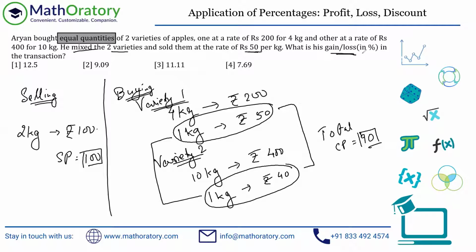So in this case, you can see that there's a profit, 90 cost price and 100 selling price. So obviously there's a profit. So there's a profit percentage of 10 out of 90, always on the cost price. So that is 1 by 9 or 11.11%. So that should be the answer here.